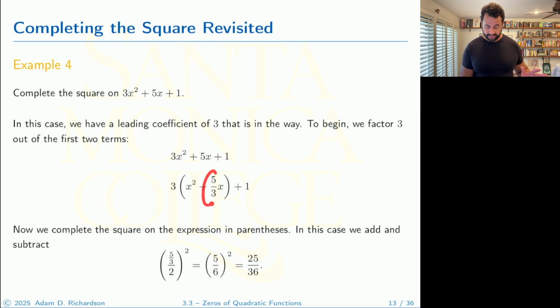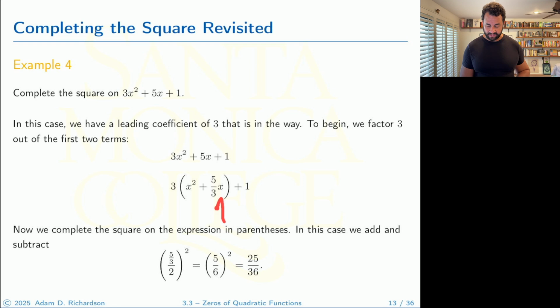So we're going to take this number, divide it by 2, and square that result. So 5/3 divided by 2, that's half of 5/3, so that's 5/6. Now we're going to square that. And remember, properties of exponents will allow us to square the top and square the bottom just like that. So we're going to get 25/36, right? Now, this may look a little messy, but again, don't let it overwhelm you. That is the special number that we're going to add and subtract.